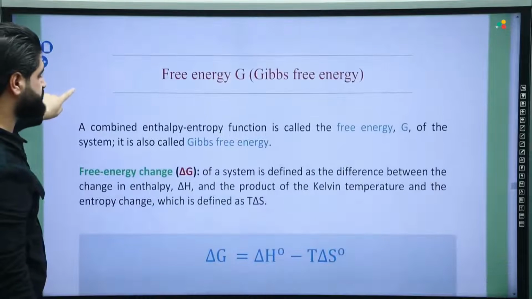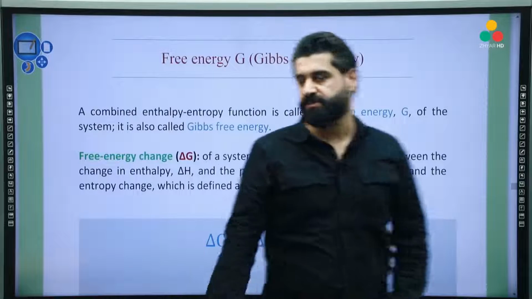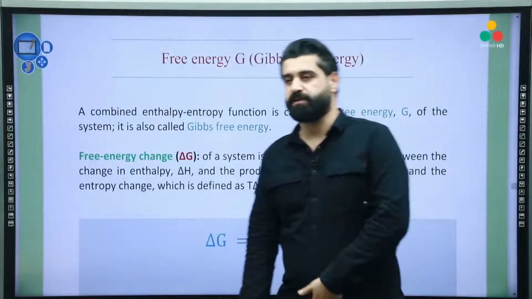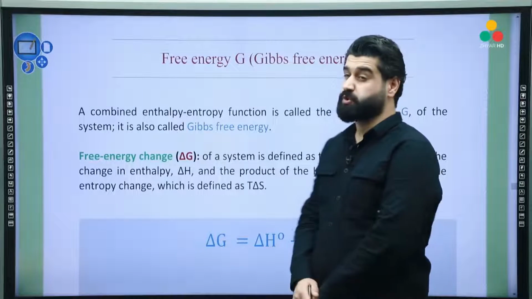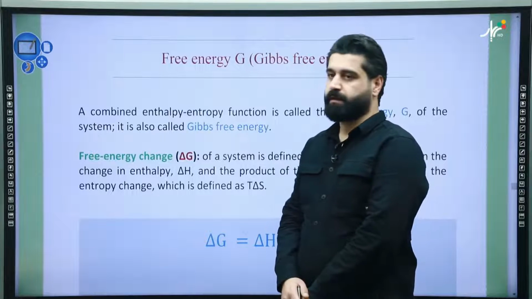And now I'm going to stop here. Gibbs free energy, inshallah, I'll continue from Gibbs free energy and we will finish section 2 of chapter 4 in more detail, God willing.